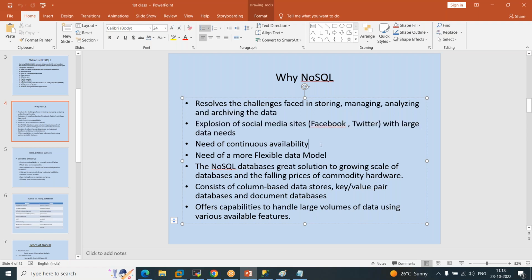Need of continuous availability. Yes, these platforms need to be available. If social platforms are not available, no one will be interested. If no one is interested, they don't get the money, obviously. So, need of a more flexible data model.